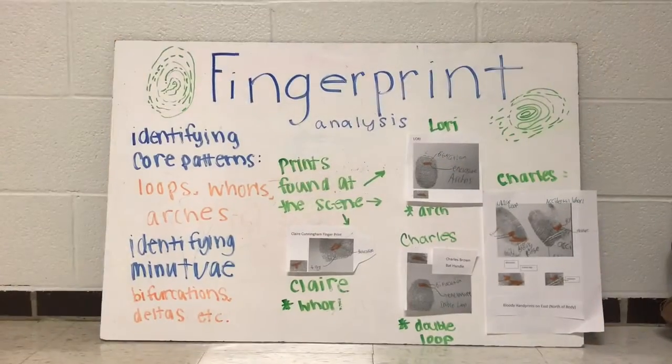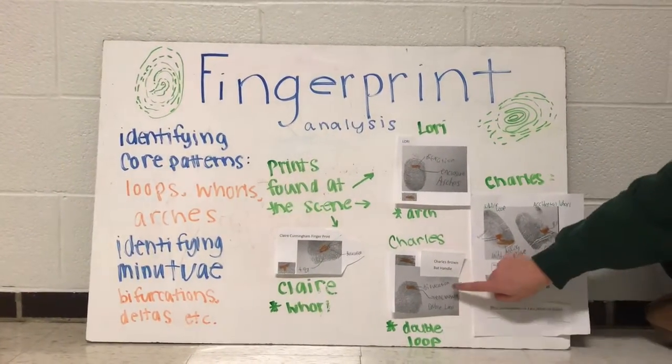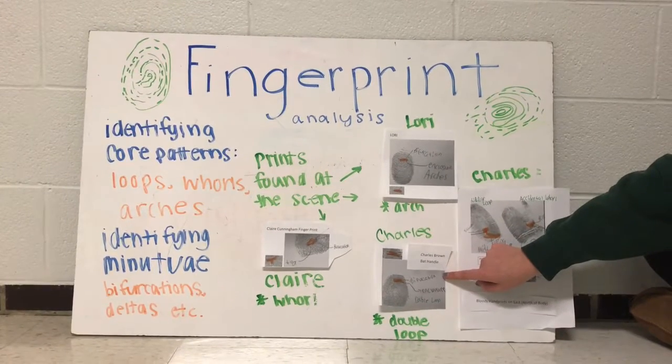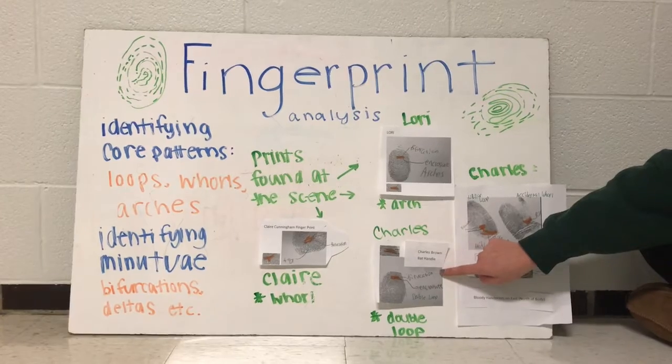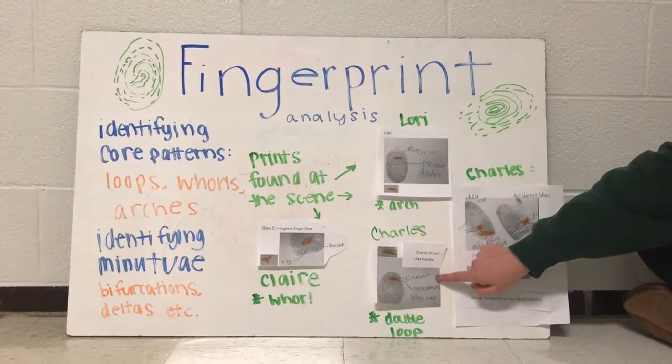The fingerprints we found on the bat handle seem to have a double loop. When we looked at all the possible suspects, it seems that Charles Brown's left thumb seemed to match the double loop pattern on the bat that was used to attack Sarah Smith. We noticed that he had a bifurcation and enclosure, which matched the one on the bat handle.